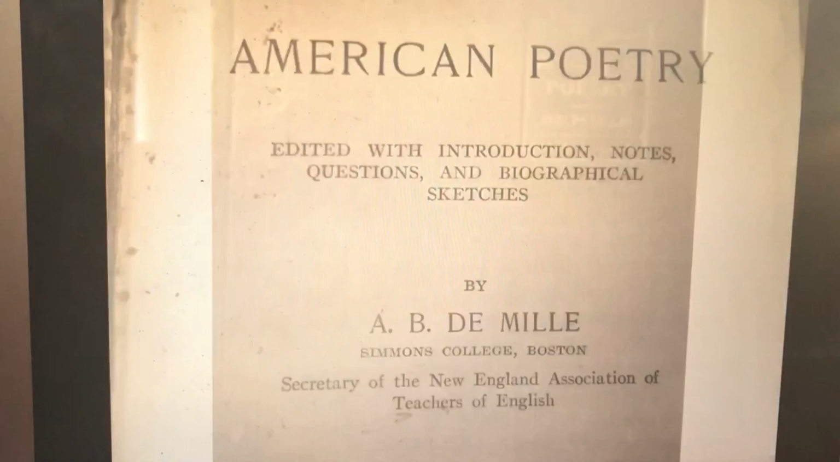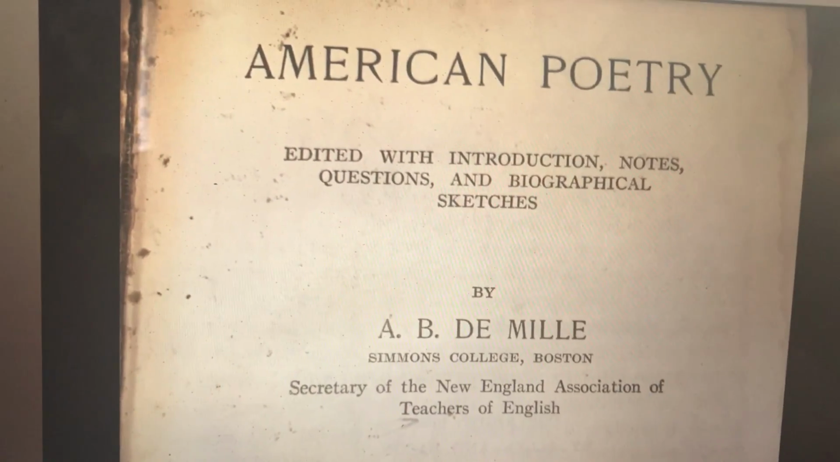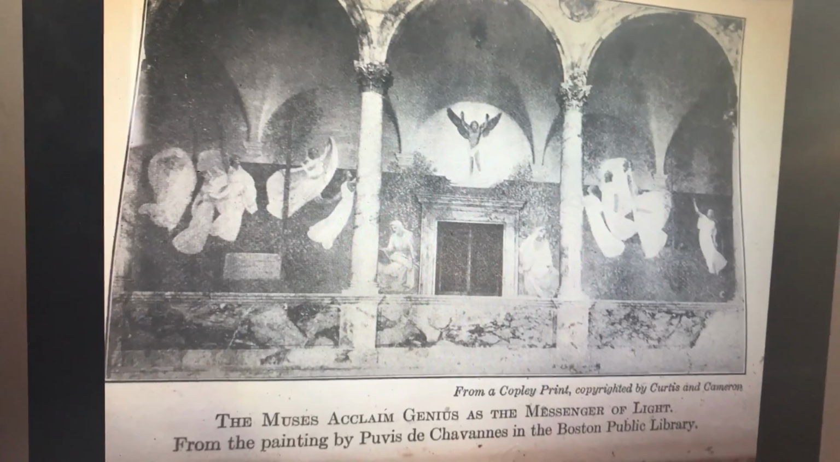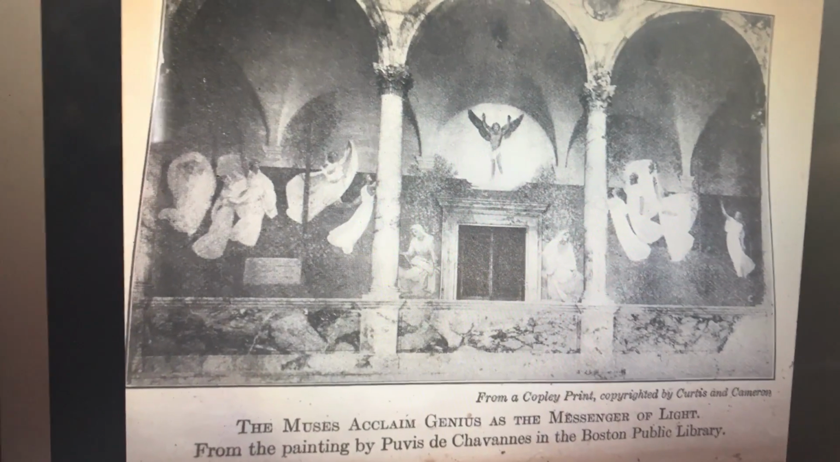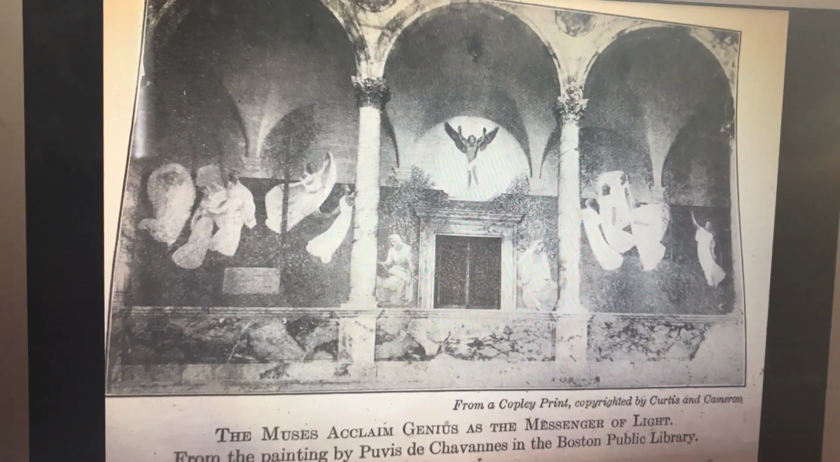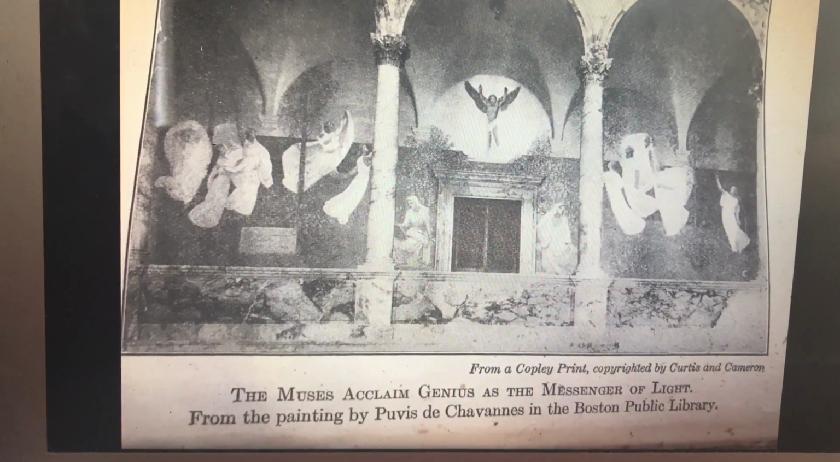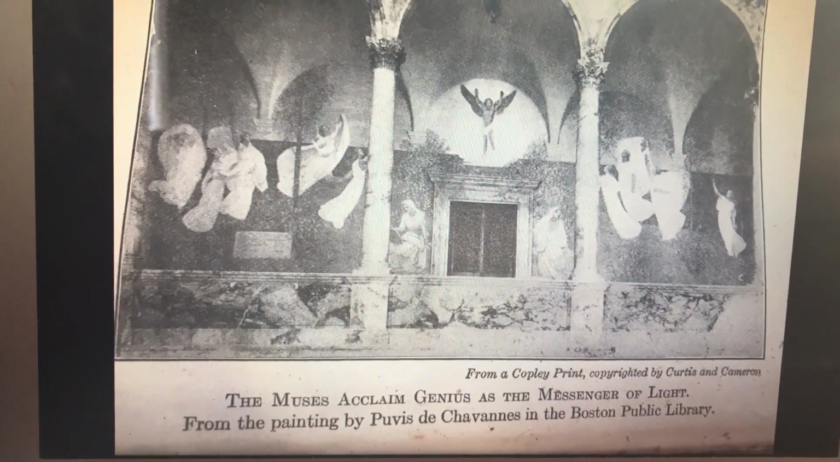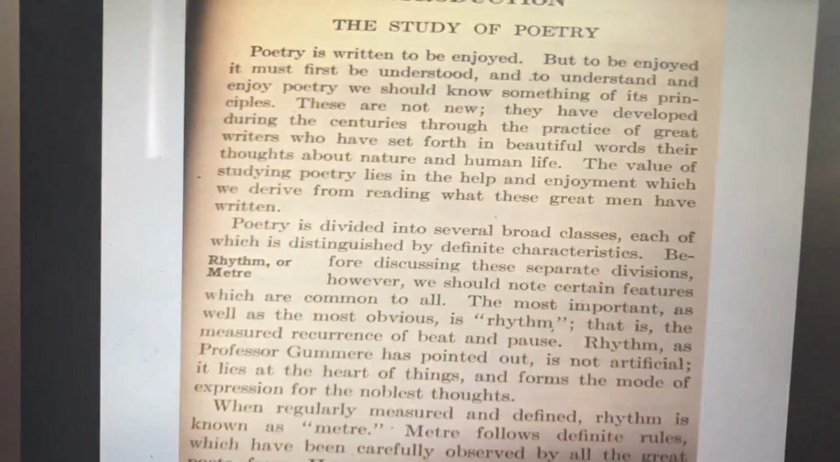My first book was by A. B. D. Mill. When I first opened the book, what I found interesting was that there are pictures throughout all the poems and infographics that are in this book. They go along with the poems, with the authors, anything to provide details to the students about what they are learning about.